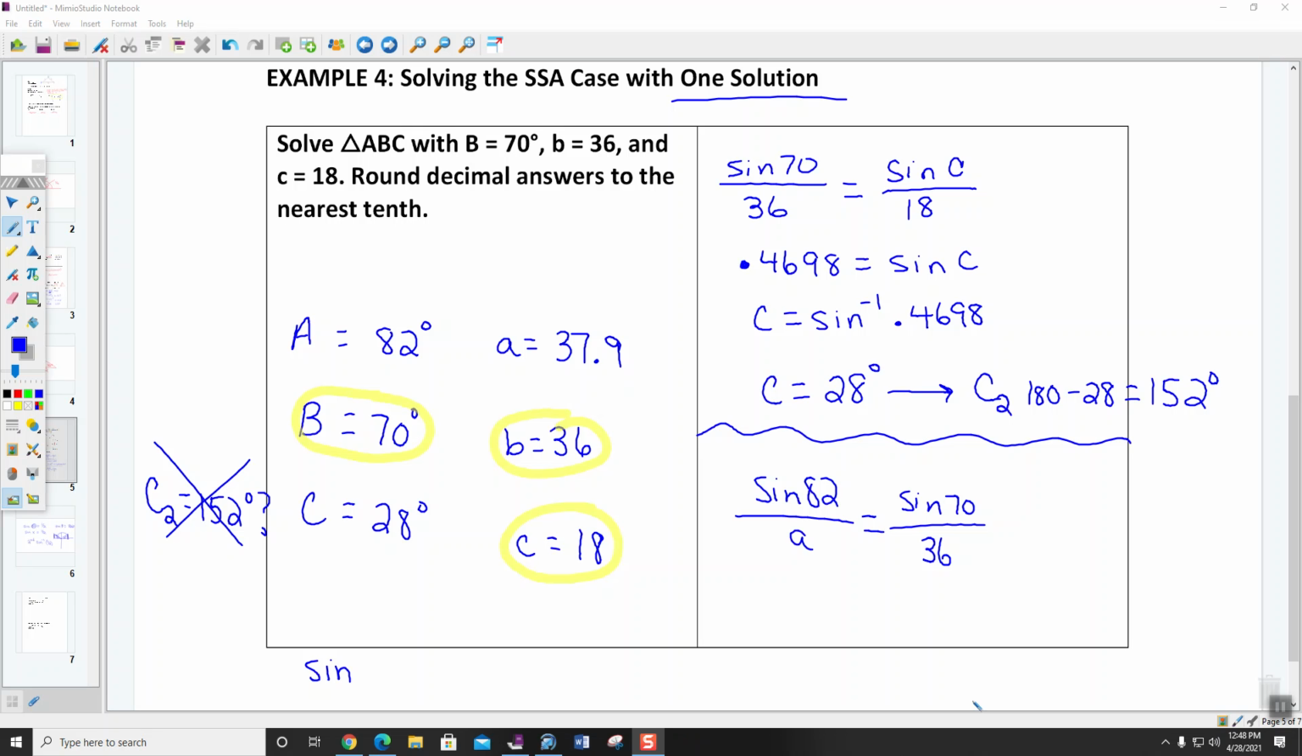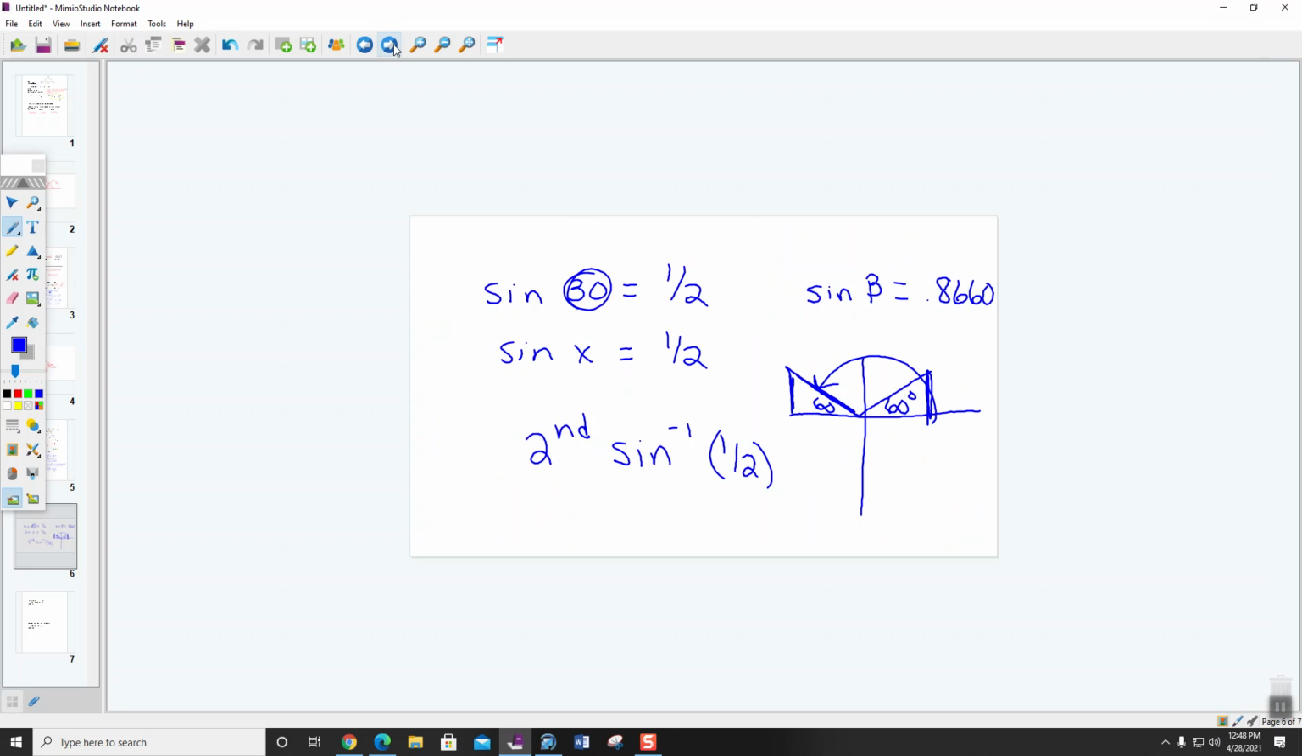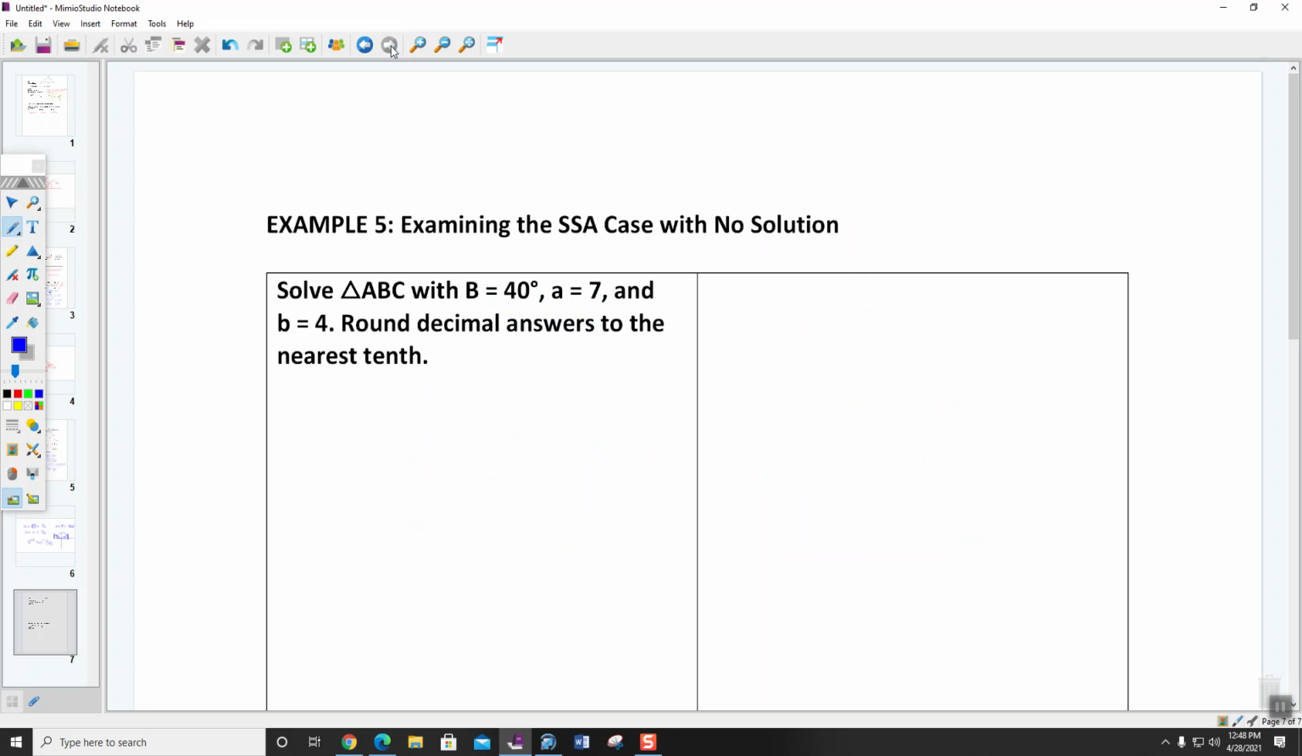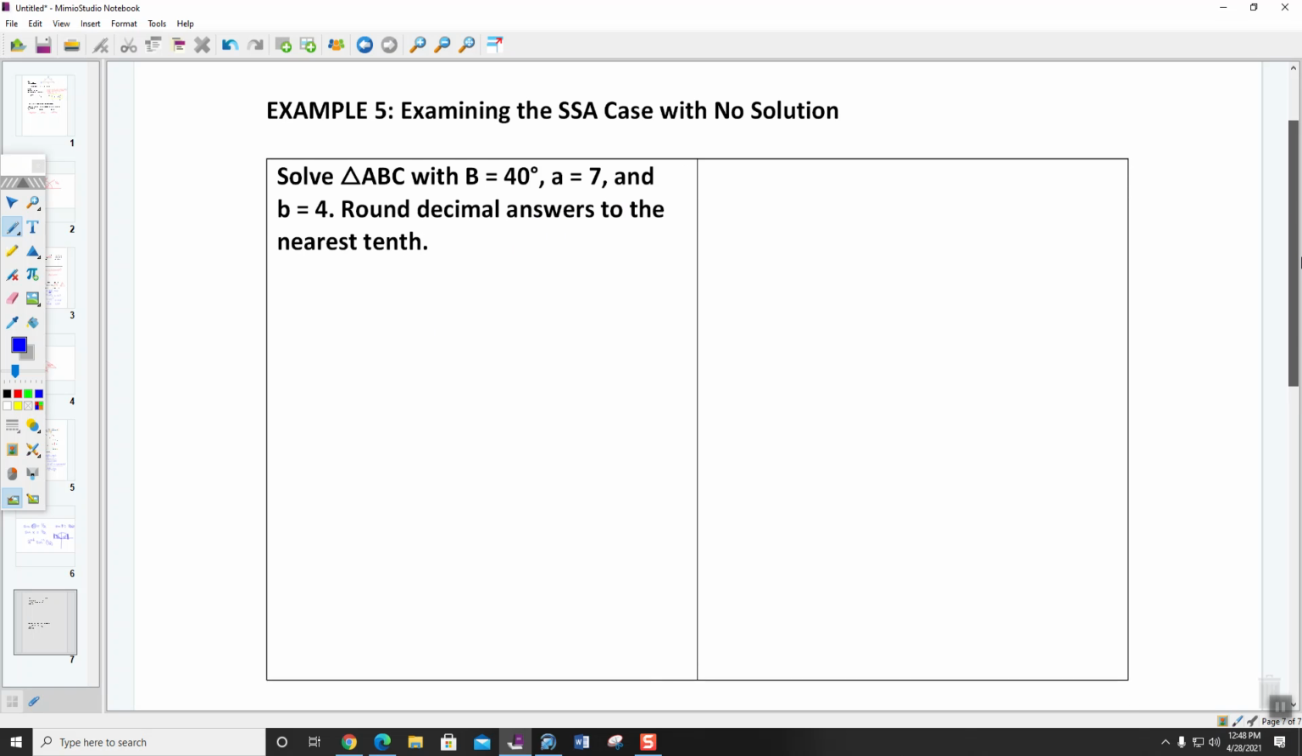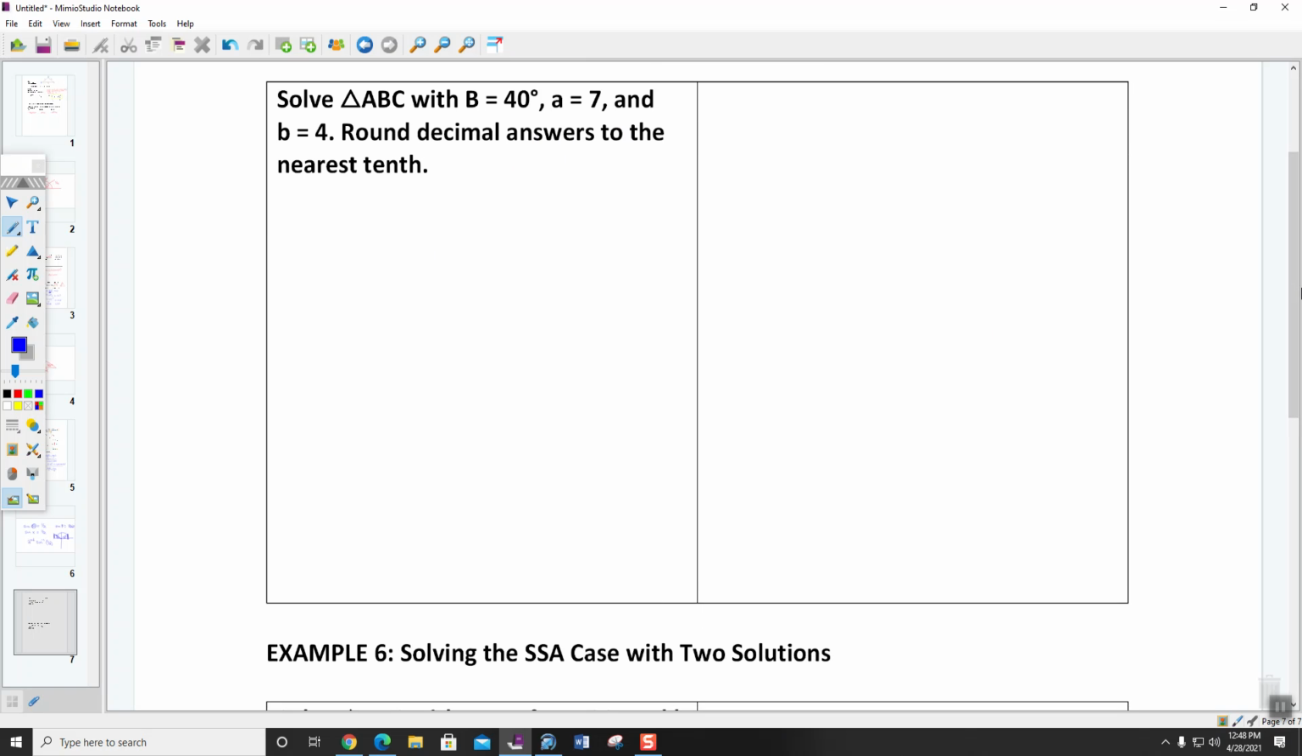Guys, the next thing we're going to look at again on the next page then is a situation. What's example 5 say on the next page there? I'm going to go with no solution. Okay. So we're going to start this all the same way. Let's write down what we know. How many angles do we know to begin with?